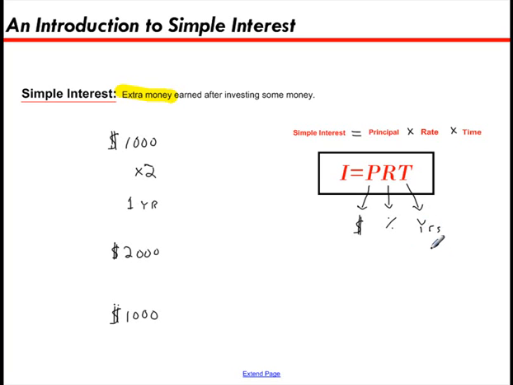And this is an important point to remember because oftentimes in word problems, the time will be given in something such as days or months, and we have to convert that into years before we can calculate our extra money or our simple interest. So I'll show you how to do that and how to work with this formula in its entirety in some upcoming clips.